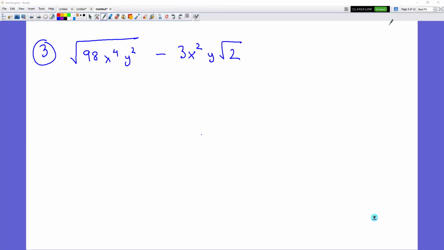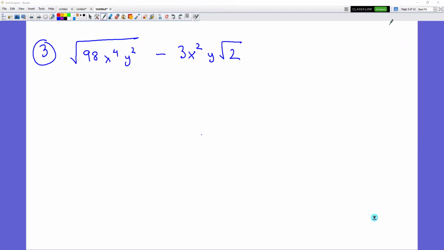All right, here's our third problem with adding and subtracting radicals. So this time we have the square root of 98 x to the power of 4, y to the power of 2, and then minus 3x to the power of 2, y, and then square root of 2. So once again, we're going to try to simplify any radicals we can, and then maybe combine the like terms.